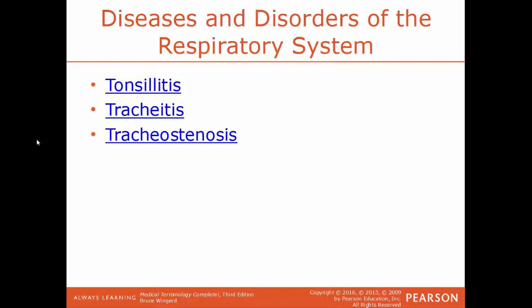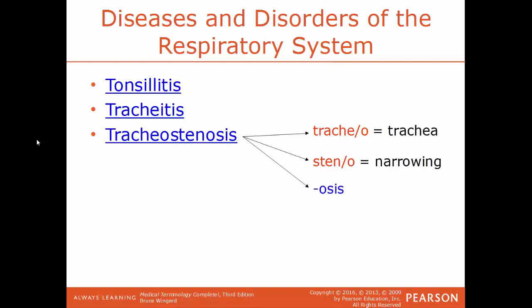So the more narrow that the trachea becomes, the less air is able to be moved into the lungs. So if you break down that term, of course, tracheo means trachea. Steno means a narrowing or a constriction of, and osis, a condition. So this describes a condition of a narrowing of the trachea.